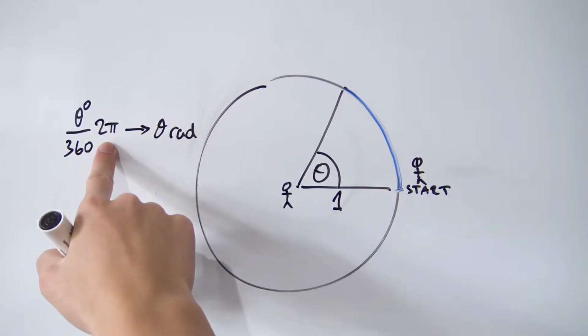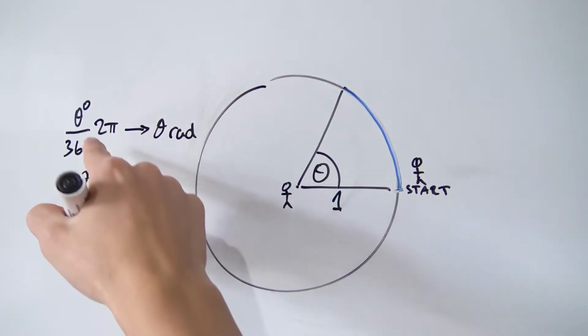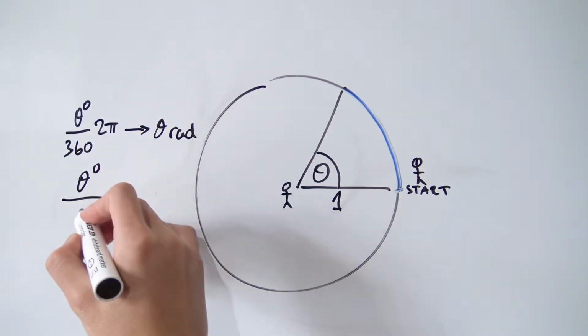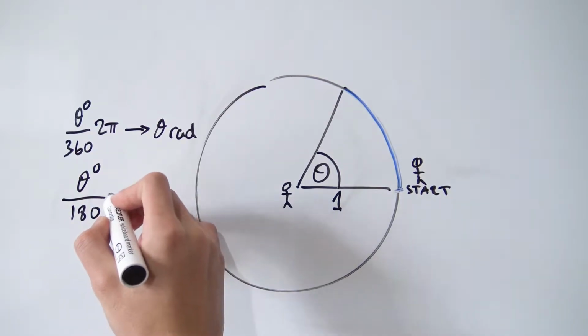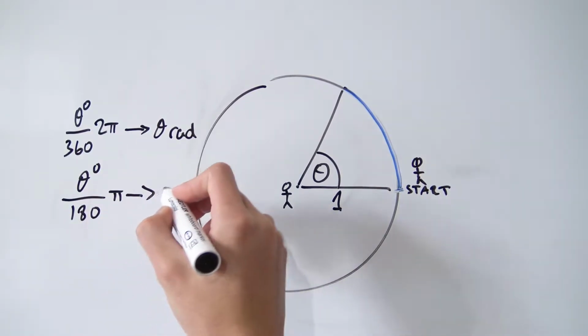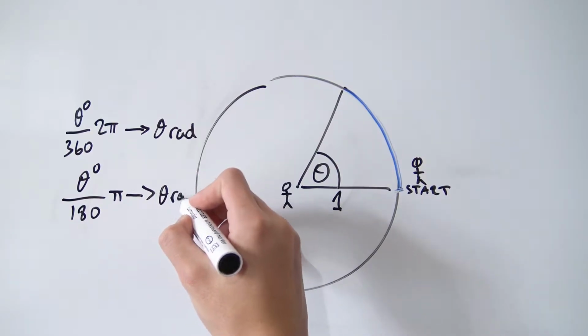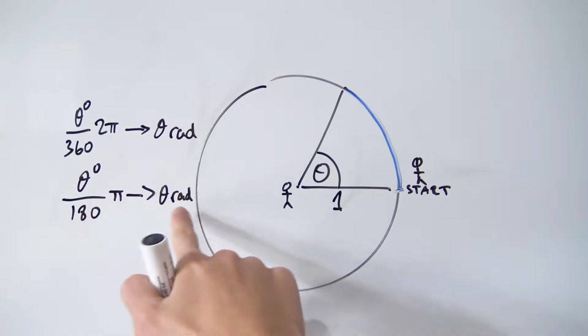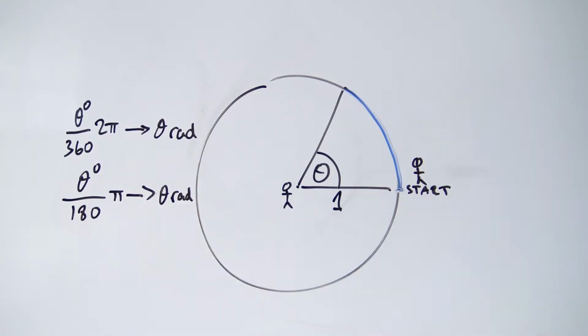And notice we can simplify this fraction a little bit because we can divide 360 by 2. So we're going to have some angle in degrees divided by 180 times pi. That's going to convert us to some angle in radians. So this is the formula to convert from degrees to radians, but how about from radians back to degrees?